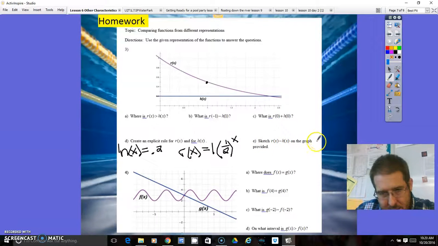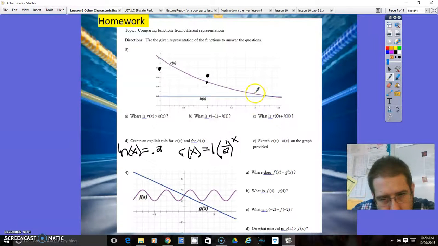Sketch r of x minus h of x on the graph provided. Woo! Okay, f of x minus r of x. I'm sorry, r of x minus h of x. I got confused there. R of x minus h of x. R of x is 1, minus h of x which is 0.2, would be 0.8 right there. Done. This point, 0.5 minus 0.2 is 0.7, which would be right there.